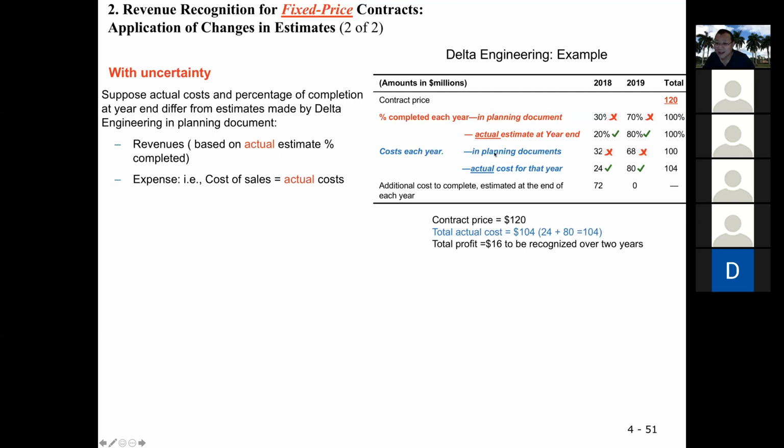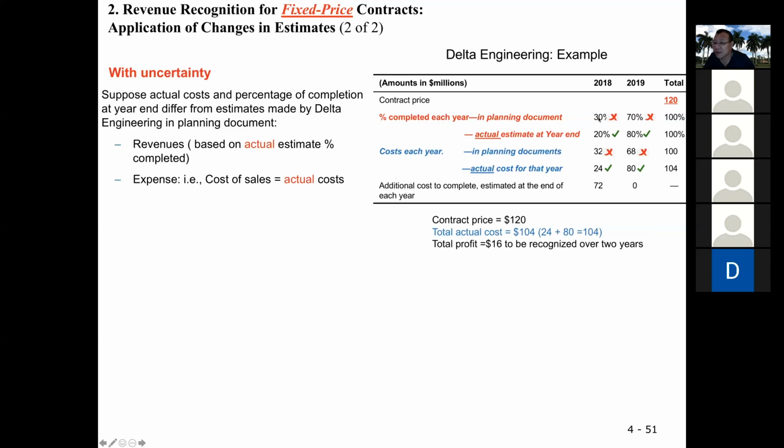The same idea: the cost in the beginning you think is 32 and 68. In total the cost is 100, right? But there's uncertainty in this scenario, so the actual cost will be different, right? The actual cost for the first year is only 24 because you didn't do too much work, right?